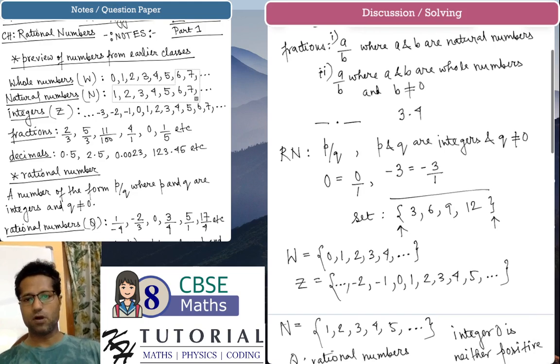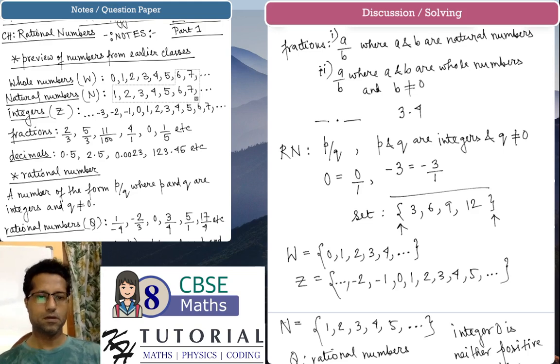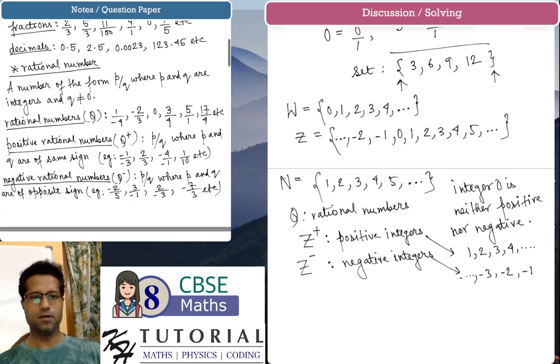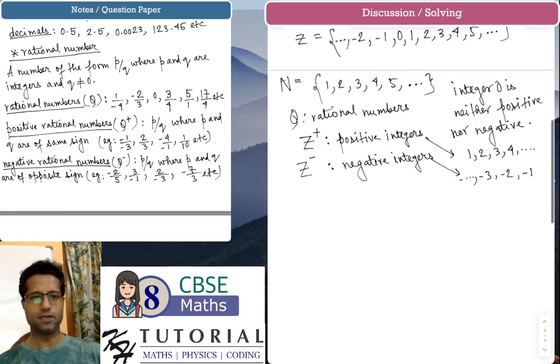And fractions also include the positive integers and, of course, the natural numbers. Okay. Now we discussed rational numbers. So we have now positive rational numbers and negative rational numbers.